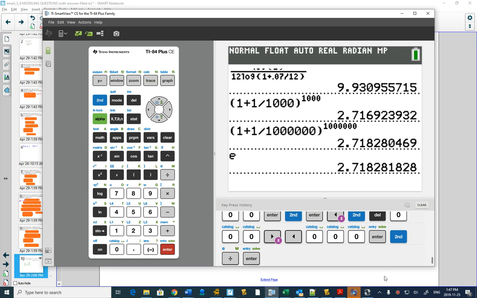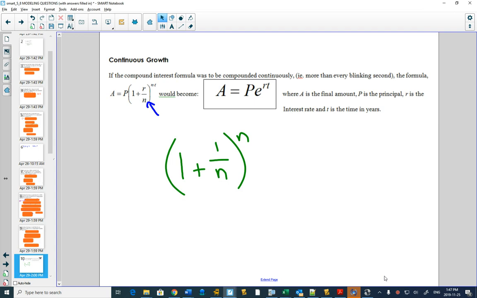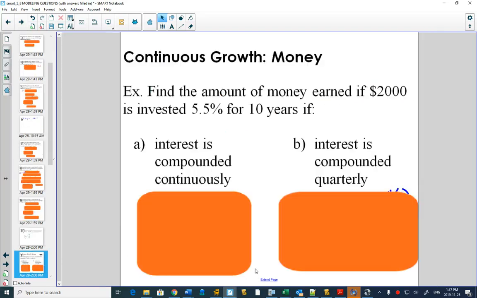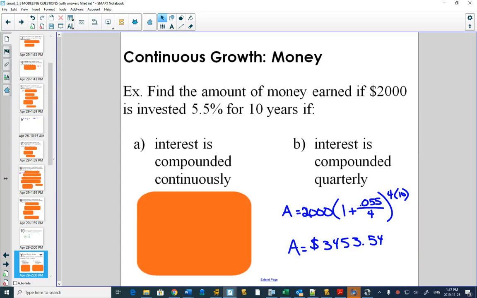And so this part of the formula, 1 plus 1 over n to the n, just becomes e, and the interest rate part just becomes an exponent. And so now the question is, what would happen if I had $2,000, 5% interest, and I could get paid my interest quarterly, which is every 3 months? This is our regular compound interest formula. We've done that already. There's the answer.